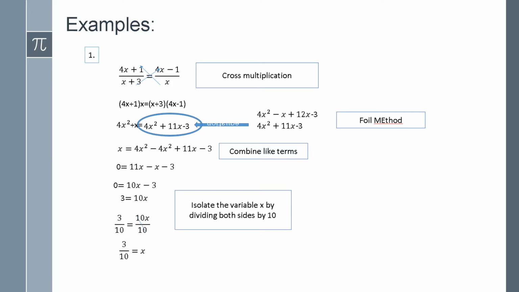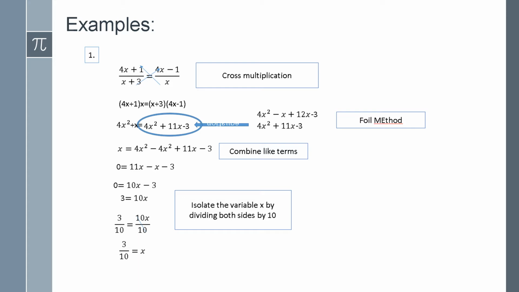Sa left side of the equation, i-distribute na lang natin yung x sa 4x plus 1. Bali, ang resulting form is 4x squared plus x. And then, i-expand naman natin yung x plus 3 times 4x minus 1 through FOIL method. Bale, x times 4x, 4x squared, minus yung outer nila, x times negative 1 is equal to negative x. And then, inner term, 3 times 4x is equal to 12x. And then, sa last term, 3 times negative 1 is equal to negative 3. The resulting equation will be 4x squared plus x is equal to 4x squared plus 11x minus 3.